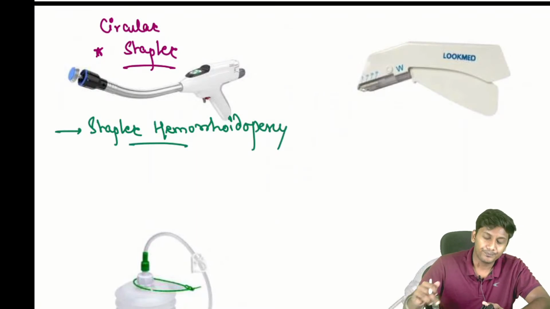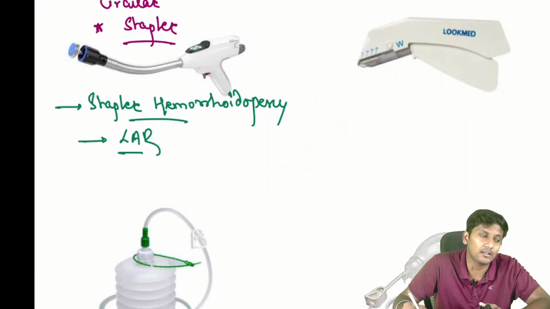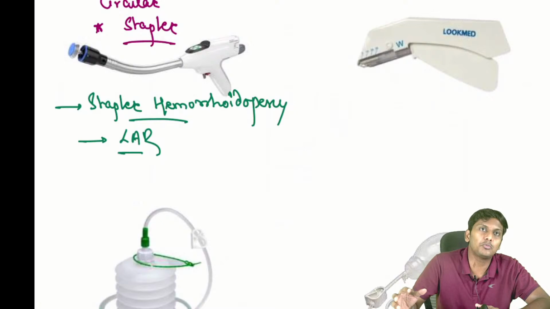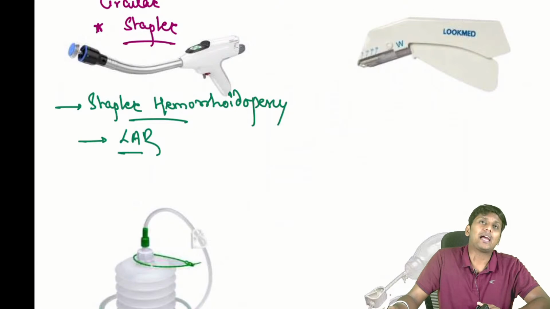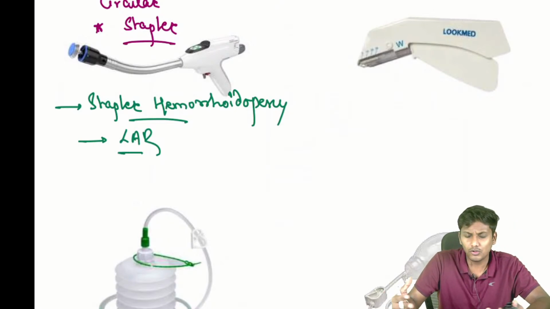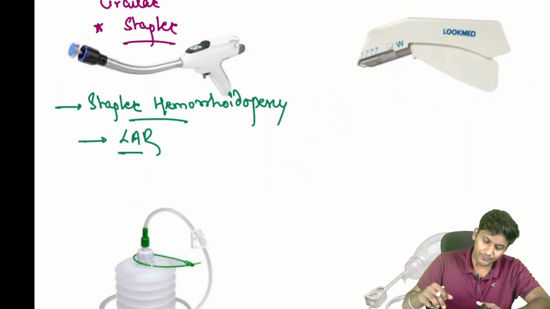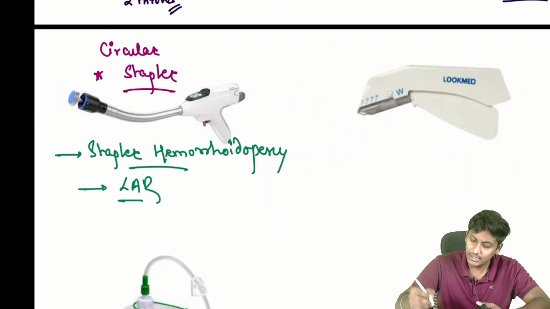And the second surgery that you have to remember is the LAR. What is LAR? Low anterior resection. Low anterior resection means we remove the rectum and the sigmoid colon of the patient, doing a rectosigmoidectomy, and then we do an anastomosis. This we will study in colorectal cancer. For that also we are going to use this circular stapler itself. No issues with this, anybody? This is the best one.